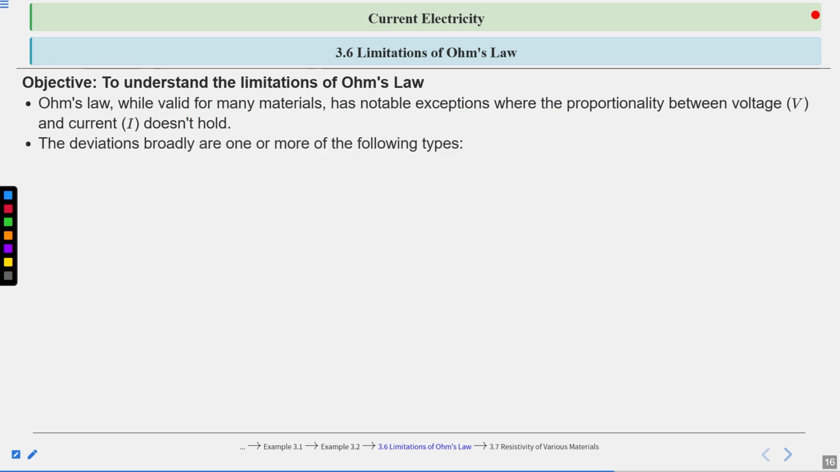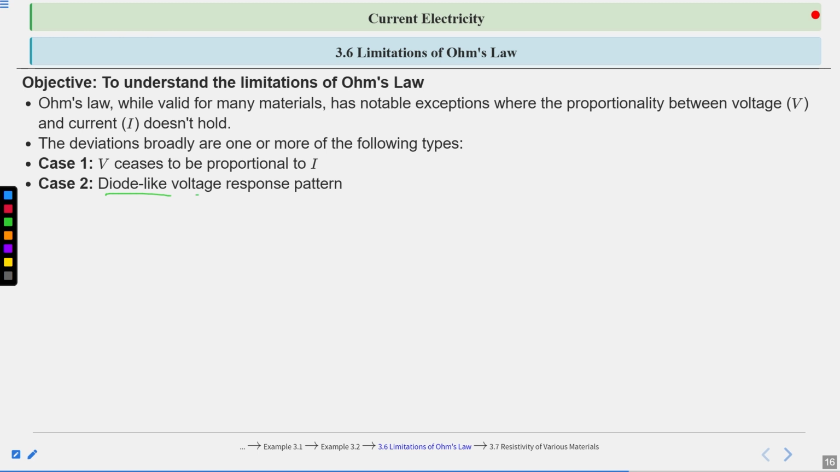The deviations are broadly one or more of the following types. We have divided these exceptions into three cases. Case 1, V ceases to be proportional to I due to some conditions. For a material it is proportional, but if we change the conditions or anything in the material, V stops being proportional to I, so their proportionality will be disturbed.